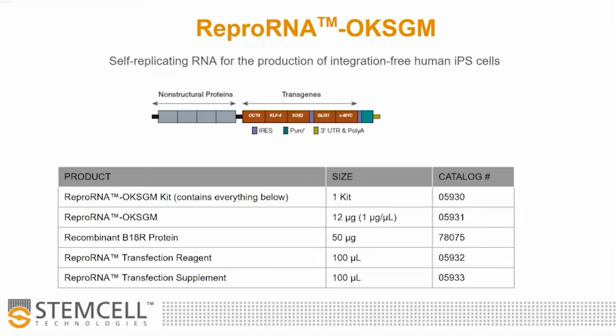The actual ReproRNA OKSM kit contains the vector itself, and it contains enough vector to transfect 12 wells of a 6-well plate, or 2 whole 6-well plates. The recombinant B18R protein, and I'll talk about the function of this protein in a moment. The transfection reagent and the transfection supplement, which is required.